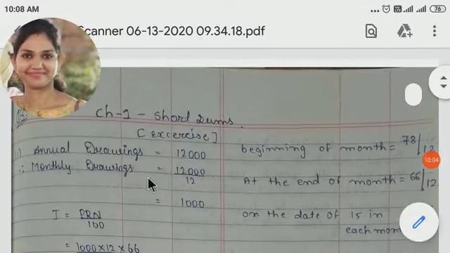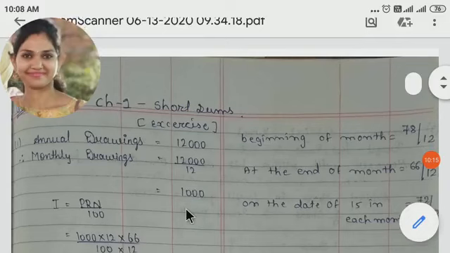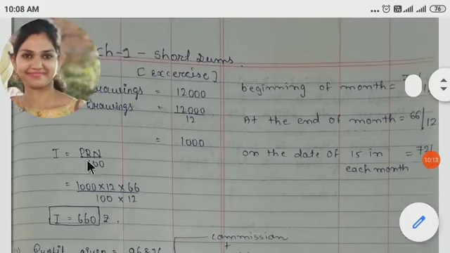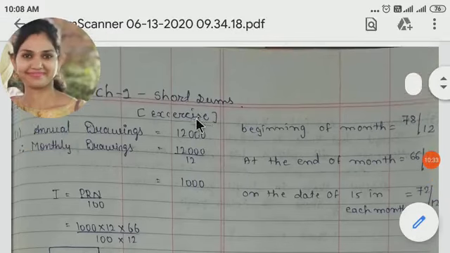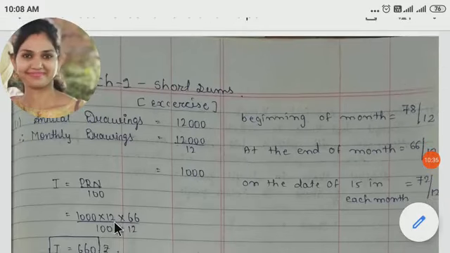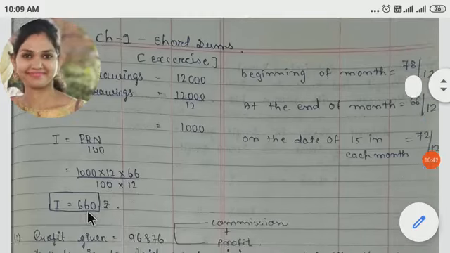See here, the annual drawing is rupees 12,000, right? So what is the monthly drawing? Monthly drawing is equal to 12,000 divided by 12, so 1,000. Now we have to find the interest. I is equal to PRN upon 100. So 1,000. Again here we are writing months, so we will take the monthly drawing. In the sum, the annual drawing is given, but we have to convert this annual drawing into the monthly drawing. So 1,000 into 12 by 100 into 66 by 12. So you will get the interest 660.